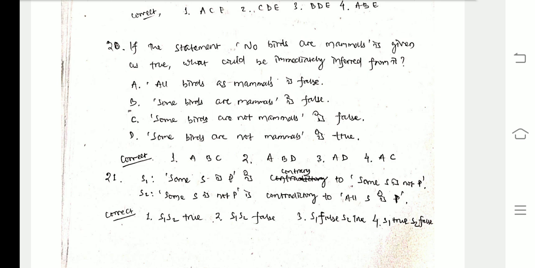We have to see B. "Some birds are mammals." Given that "no birds are mammals" is true, "some birds are mammals" is false. Yes, these two are contradictory statements, the I proposition and the O proposition contradictory. So B will also be there. So the answer for 20 is option number 2.